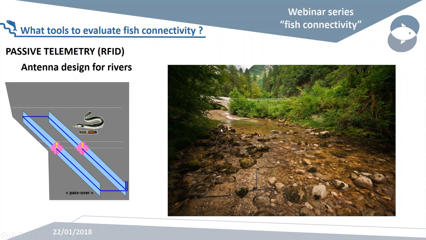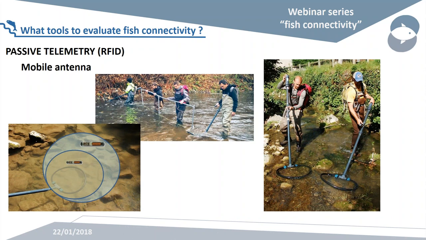So we have the data logger in the backpack, and we can design a circular antenna. It looks like electronic fishing, and you go upstream of the river and you detect the fish directly. And generally we synchronize the data logger with a GPS, and like this, when you detect a fish, you know its position in the river. So when you do different mobile tracking during the year, you can describe the movement of the fish in the river.